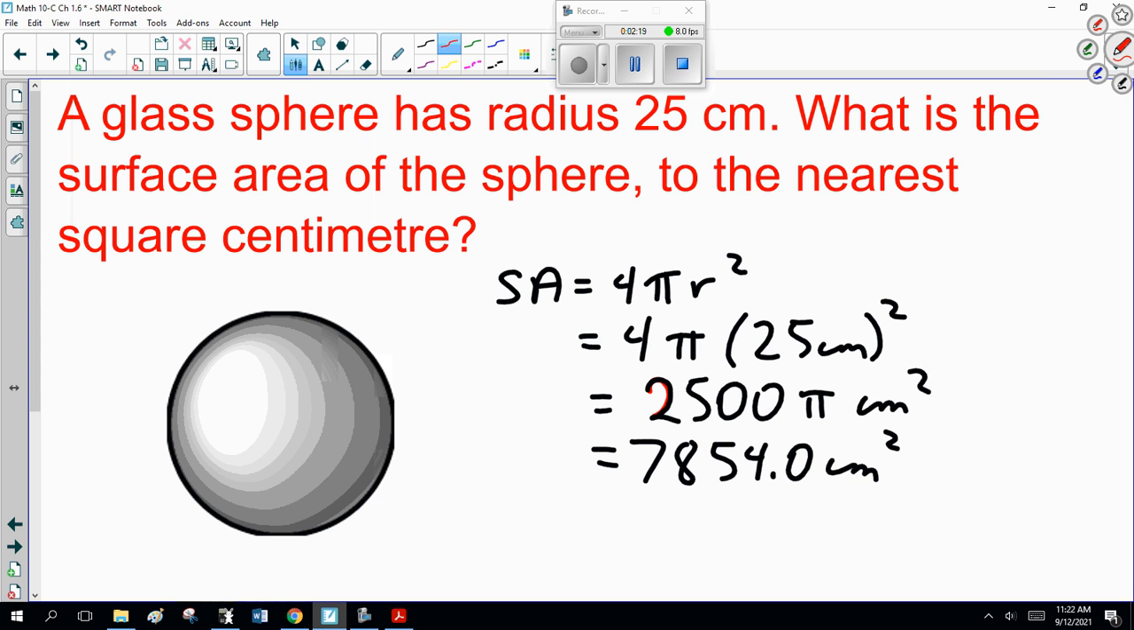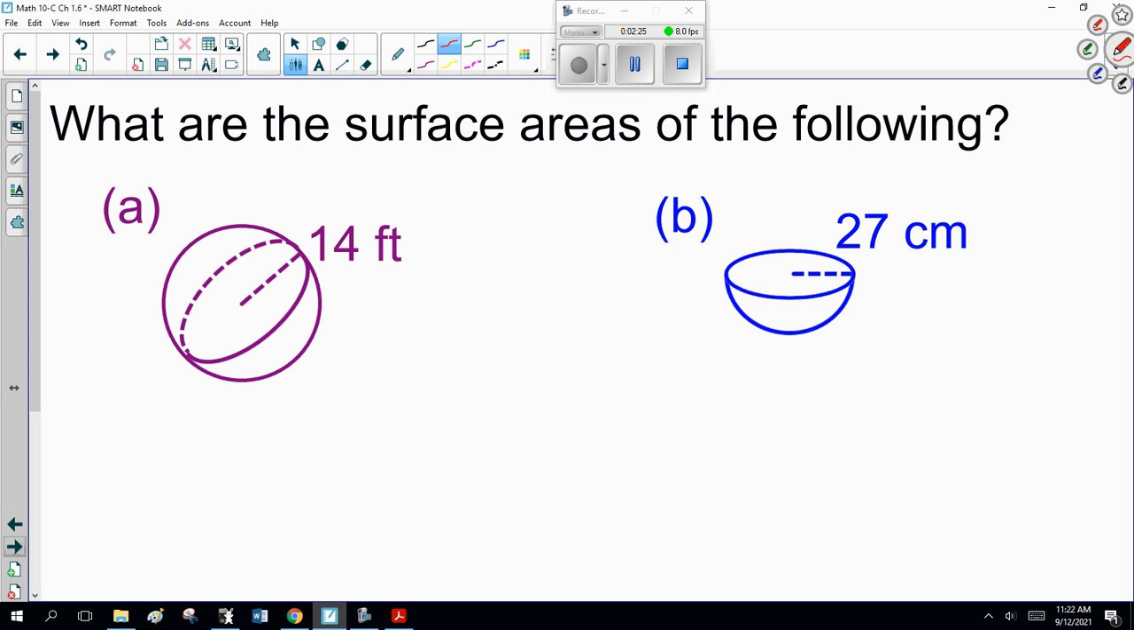Okay, not too bad. Well, we've done enough of these volume and surface area questions. You're plugging numbers into the formula. So, let's do a couple quick ones here. What are the surface areas of the following? I've got my notes in the wrong order. I should have done this first.